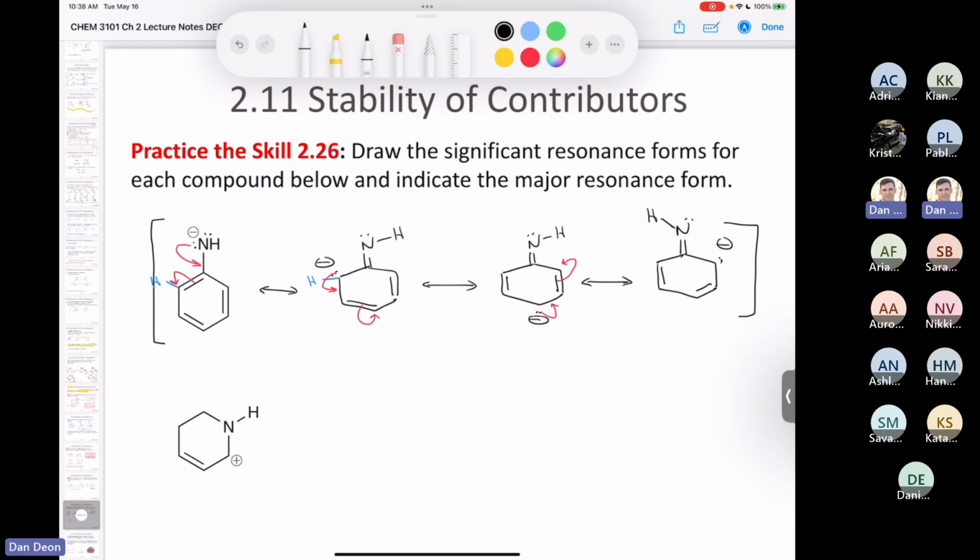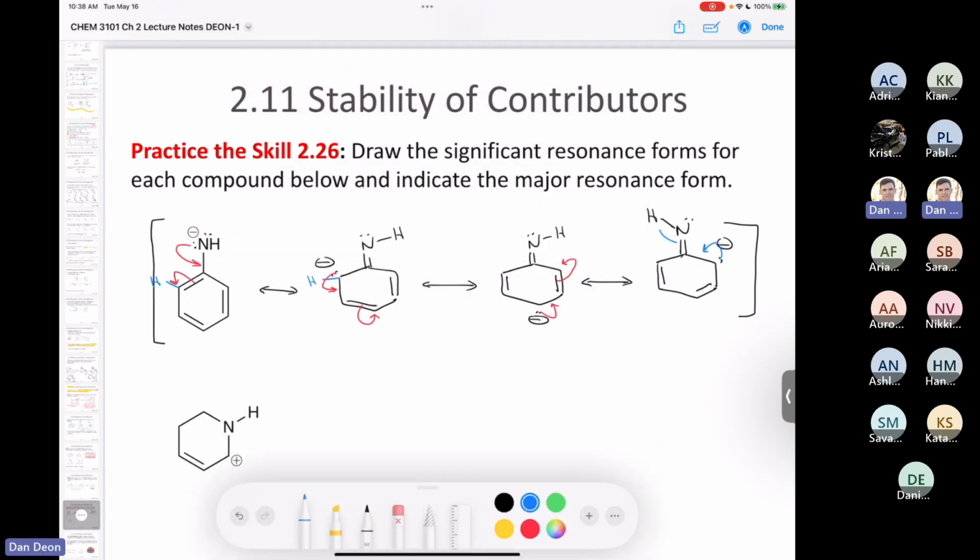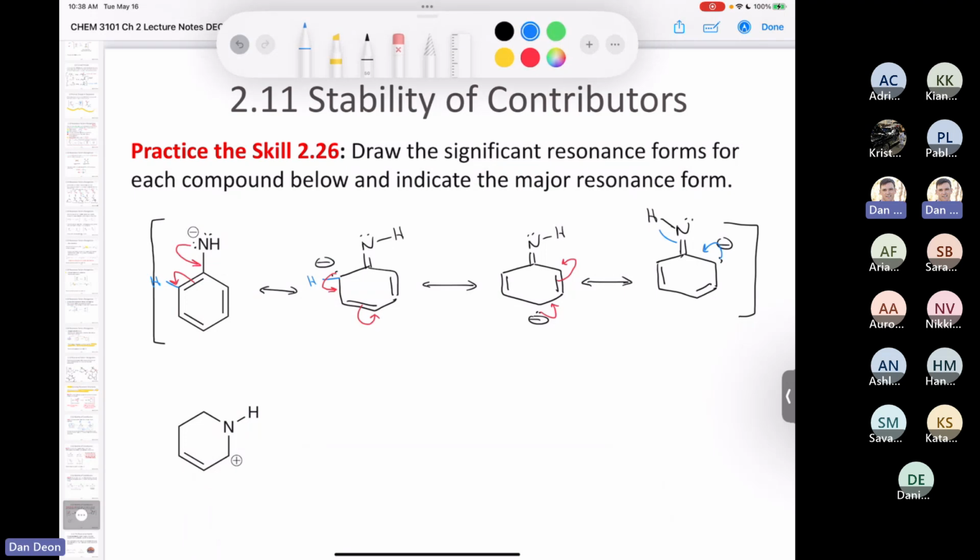If you're thinking, well, hold on, there's another one. If you were to draw this one, it just takes you right back here to where you started from. So there's no need to draw another resonance contributor.